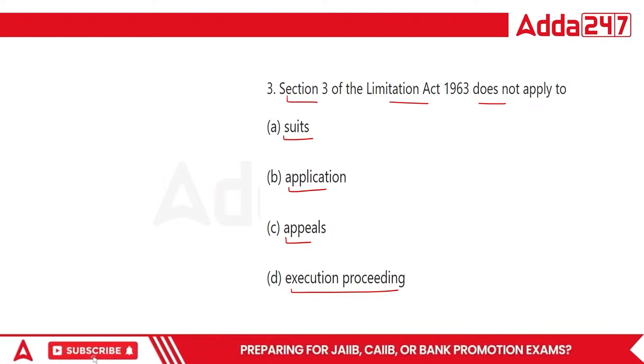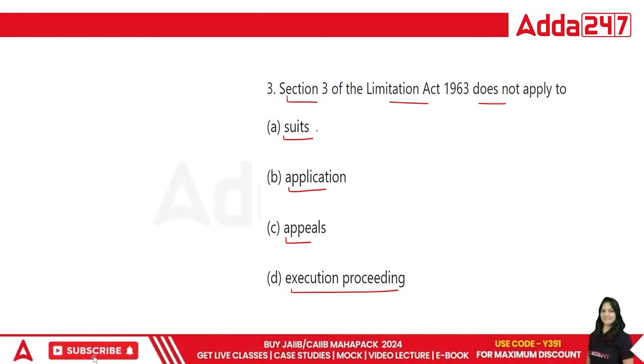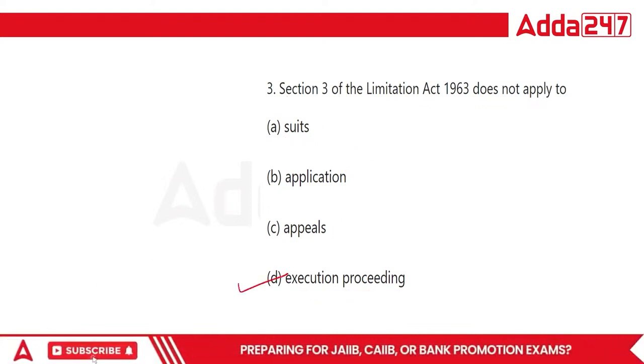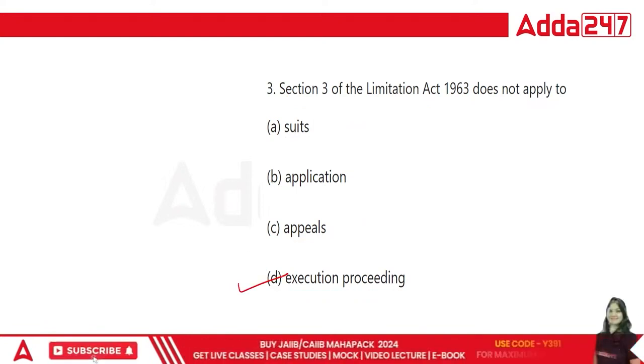So for this question, class, we know that limitation applies to the suit, application, and appeal, but not to the execution proceeding. So that's why for this question, D is the right answer. Okay, that is very simple.